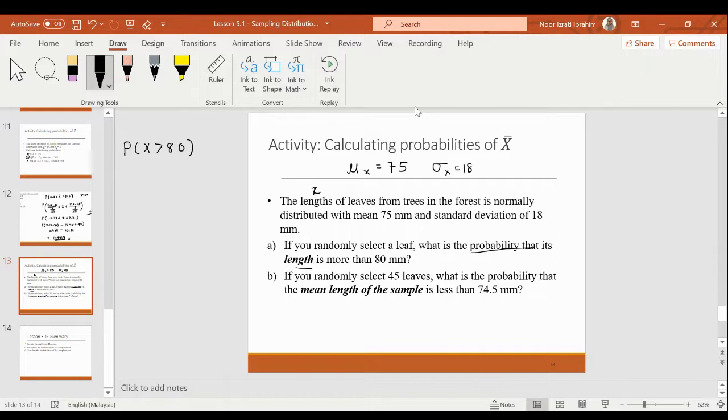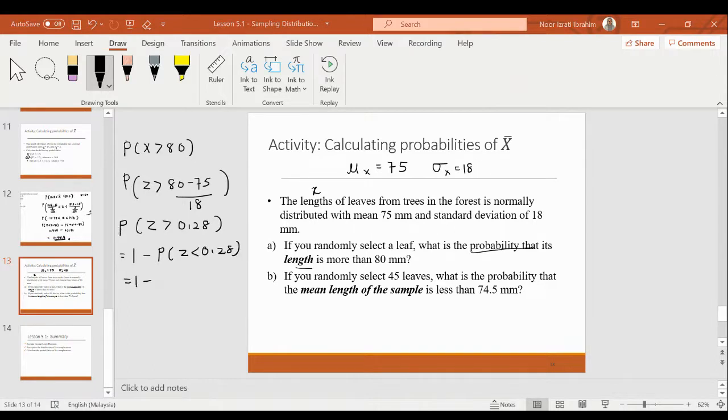This is normally distributed, so we want to look at the table. We always transform x to become z. Z greater than 80 minus 75 divided by the standard deviation 18. Then this will give us 80 minus 75 divided by 18, so the probability Z greater than 0.28. It is equivalent to 1 minus the probability Z less than 0.28.